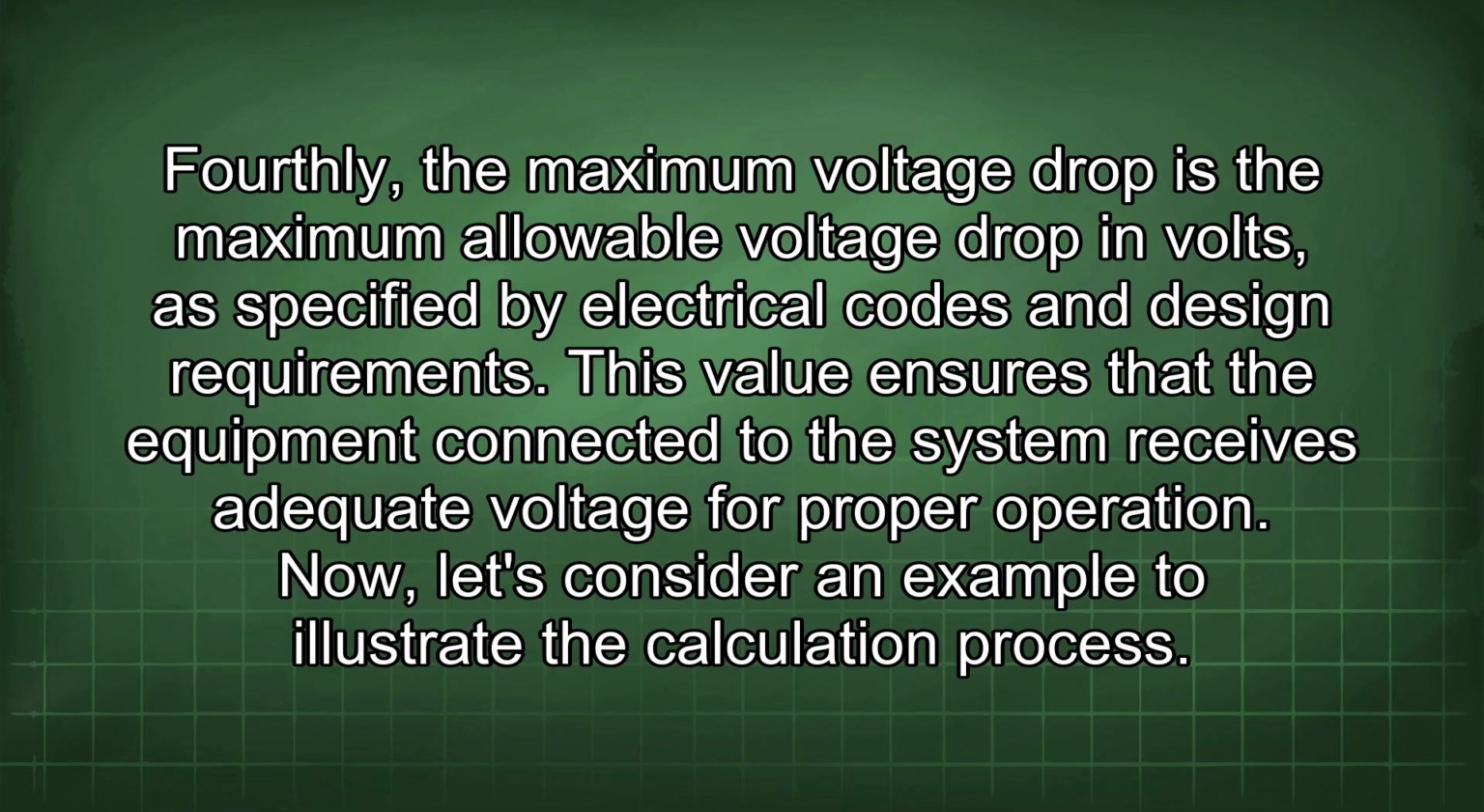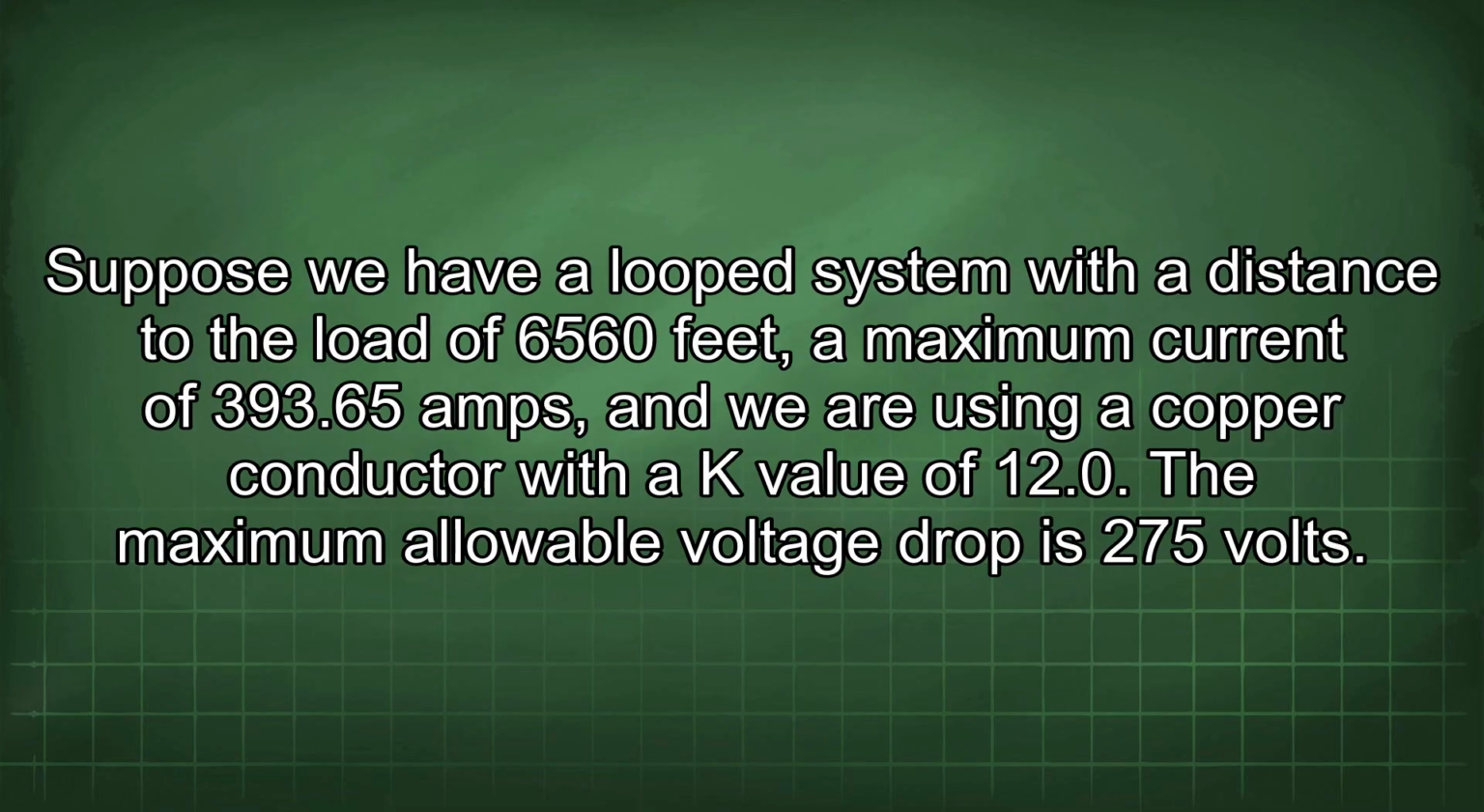Now let's consider an example to illustrate the calculation process. Suppose we have a looped system with a distance to the load of 6,560 feet, a maximum current of 393.65 amps, and we are using a copper conductor with a K value of 12.0. The maximum allowable voltage drop is 275 volts.